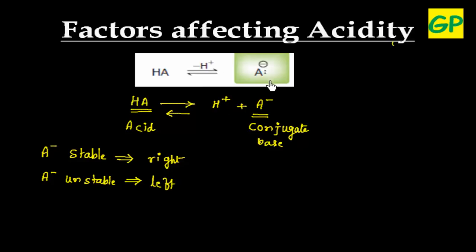Now if the reaction goes in the right direction, this means I will have more H plus and more A minus. That is, the acid is stronger, because I have more H plus. So if A minus is stable, the reaction will go in the right direction and we will call HA a strong acid. And if A minus is unstable, the reaction will go to the left, that is, I have mainly HA, not dissociated. I will call HA a weak acid.